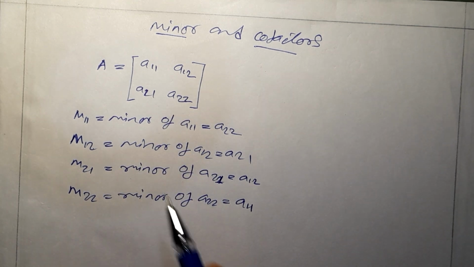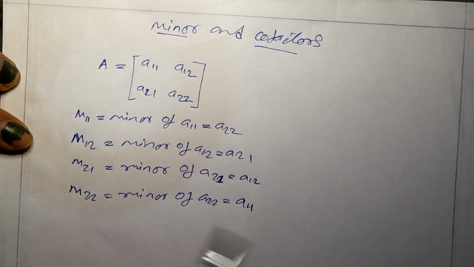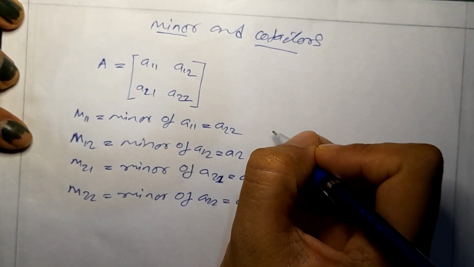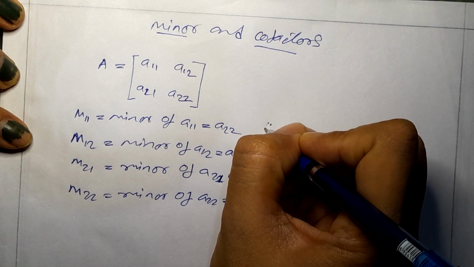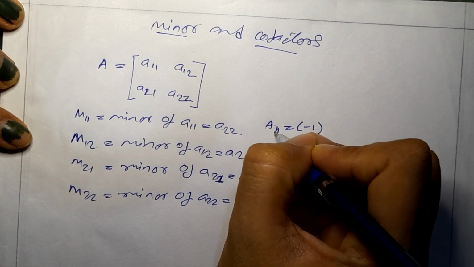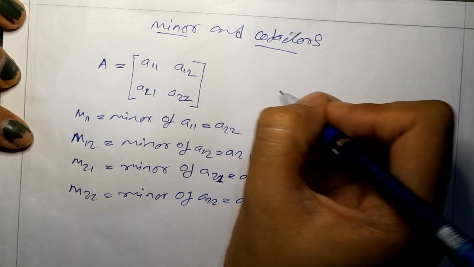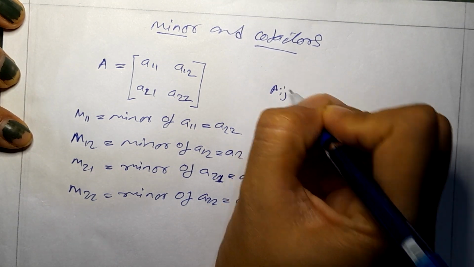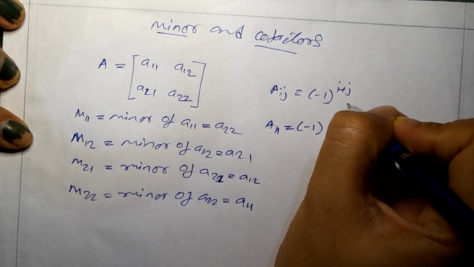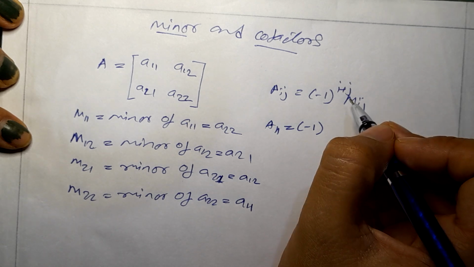So this is the minor and cofactor of a 2 cross 2 matrix. This is all the minors. Now we are going to find a cofactor. So cofactor is represented by capital A. So this is capital A11. That is minus 1 power i plus j. This is the i and j. So Aij is equal to minus 1 power i plus j Mij. This is the definition of cofactor.